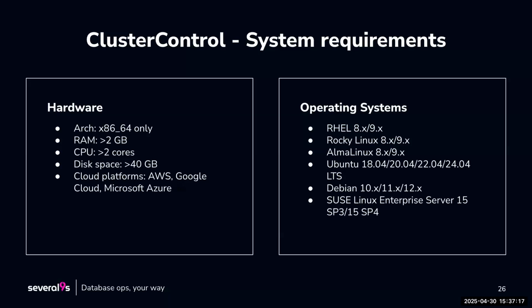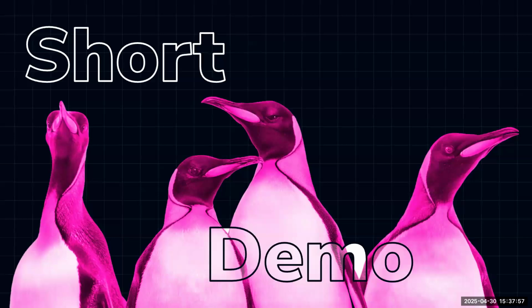ClusterControl can be integrated with cloud platforms like AWS, Google Cloud, Azure, and more. You can store backups there, or you can integrate these platforms to deploy clusters. For this, you will need to configure credentials in the integration section, but we will see this later. And about operating systems, it supports many like Debian, Ubuntu, Red Hat, Rocky Linux, and more. So now let's see a short demo.